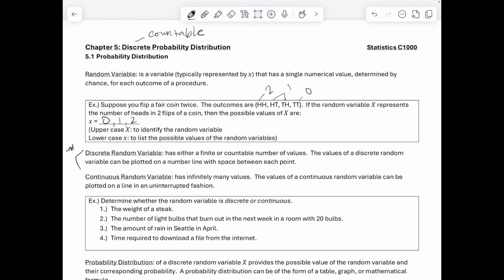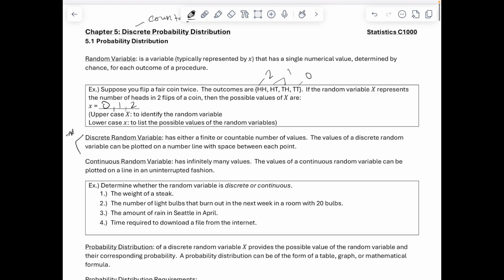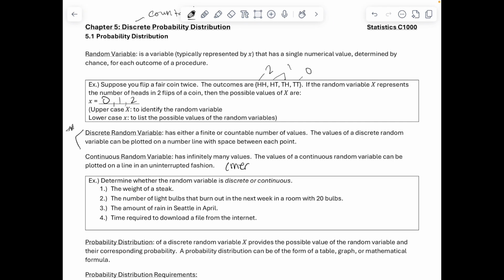Whereas a continuous random variable has infinitely many values. The values of a continuous random variable can be plotted on a line in an uninterrupted fashion, which means that they can be connected. Usually a continuous random variable is going to be something that is measurable.